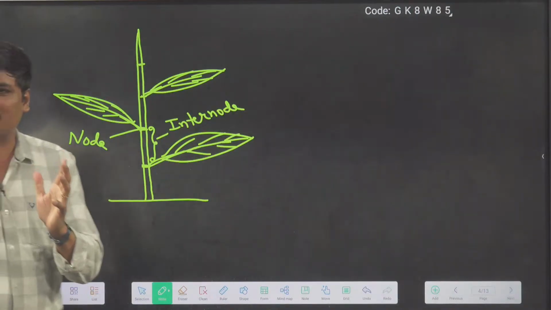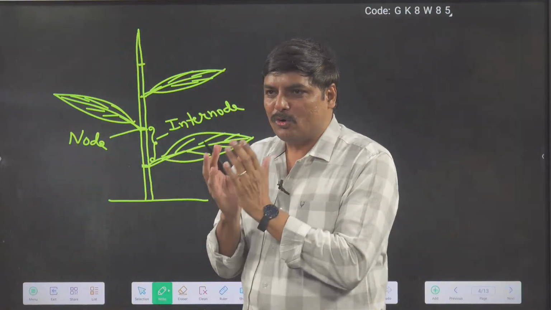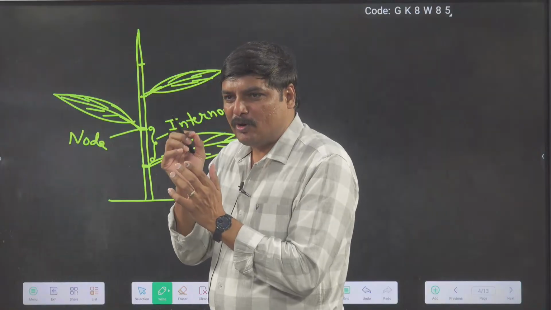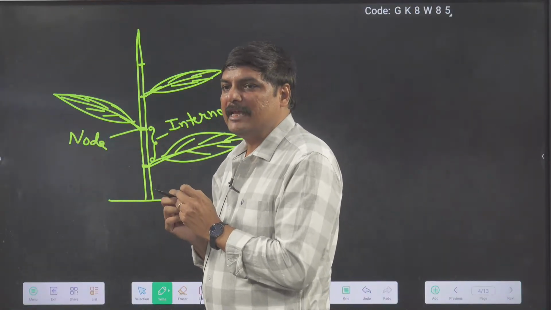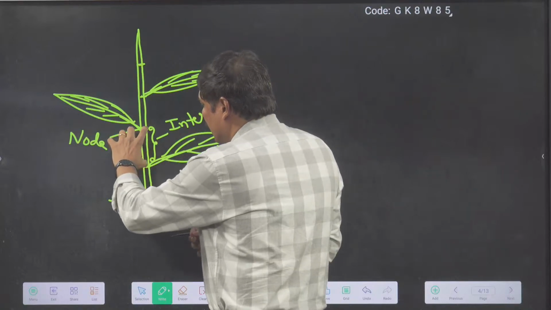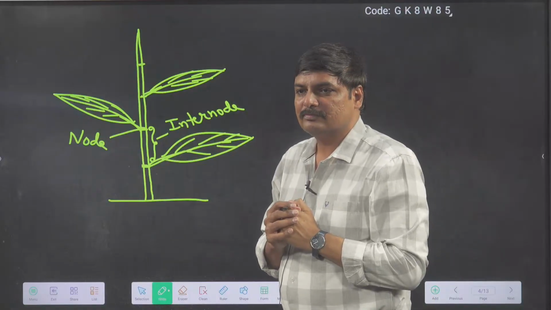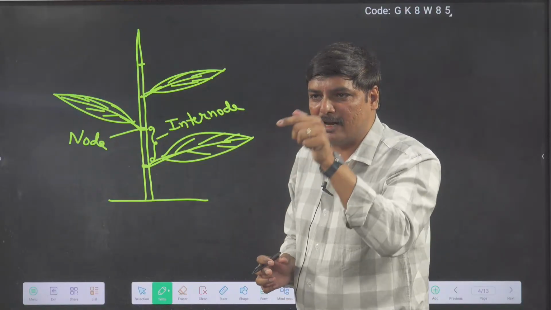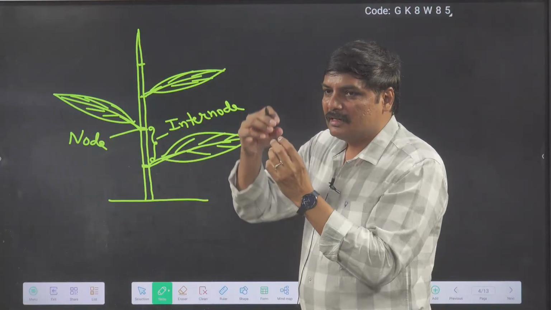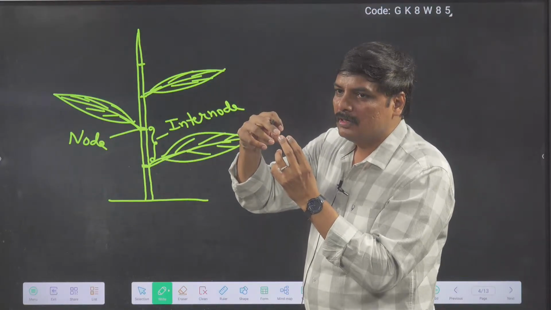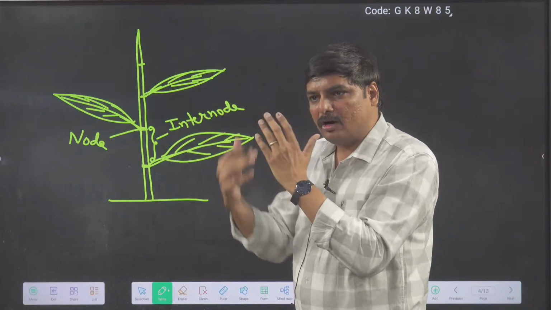Then what is a node? The node is a point, growing point where the meristem is present that gives rise to leaf, right? And you know, the stems may be solid or hollow. In case of grasses, particularly in bamboo, at internodes, the stem is hollow, and at node, it is solid. The stems may be solid or hollow.